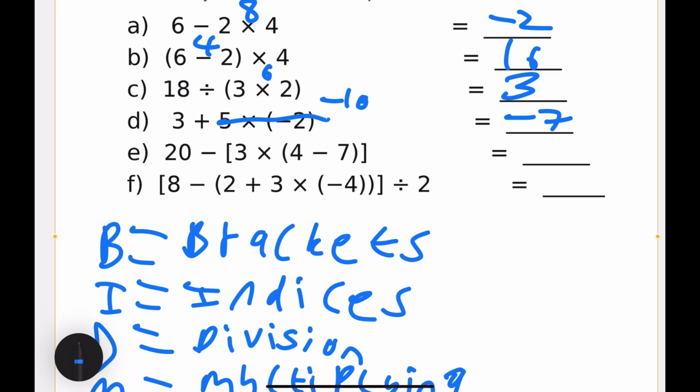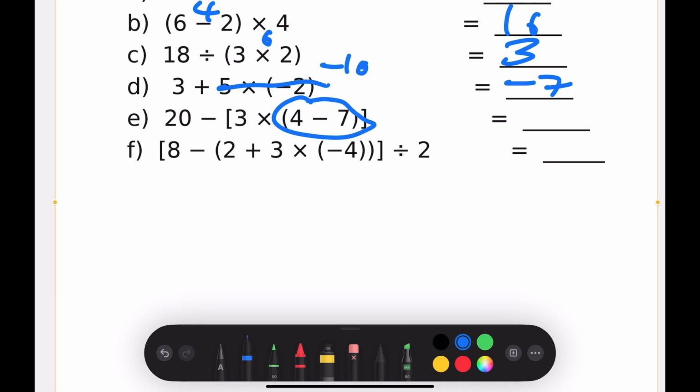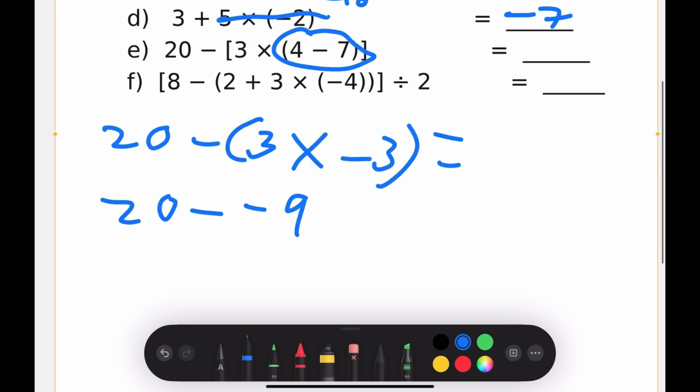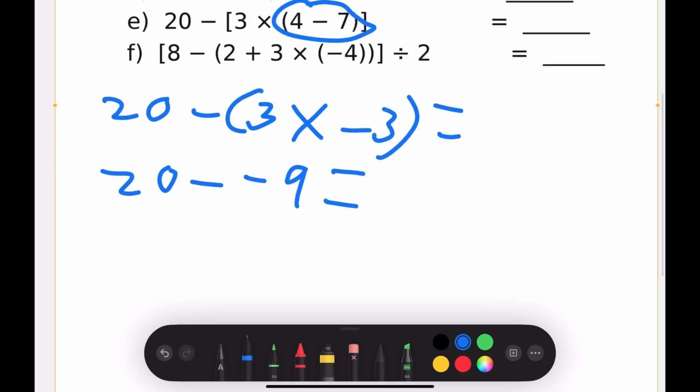Okay, so now we have subtracting and we have brackets. So as you can see, we've got a pair of brackets inside another pair of brackets. So let's do this set of brackets first. So 4 minus 7, that would be negative 3. So we would have 20 minus brackets 3 multiplied by the negative 3. So again, we'd do the brackets first. So it'd be 20 minus 3 multiplied by minus 3, which would be minus 9. But as you can see, we have a negative and a negative, so that would become a positive. So it'd be 20 plus 9, which is equal to 29.